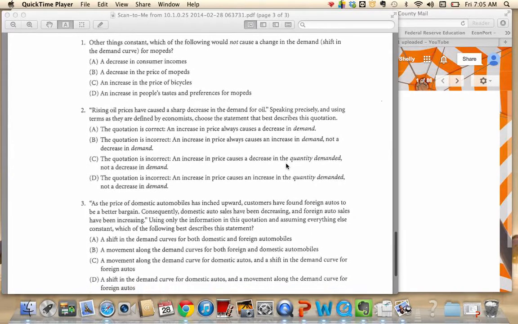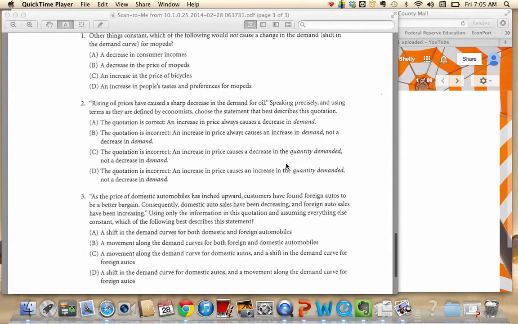Number 2, rising oil prices have caused a sharp decrease in the demand for oil. Speaking precisely and using terms as they are defined by economists, choose the statement that best describes this quotation. So we have a situation here where a change in price is said to change demand. Is that a true statement or a false statement? Does a change in price change demand? Absolutely not. It changes quantity demanded. So we can immediately eliminate A.